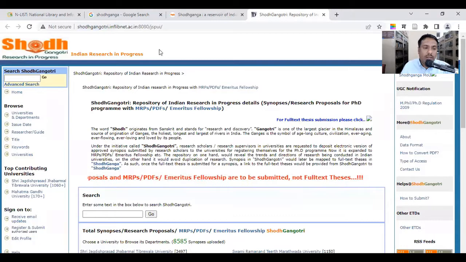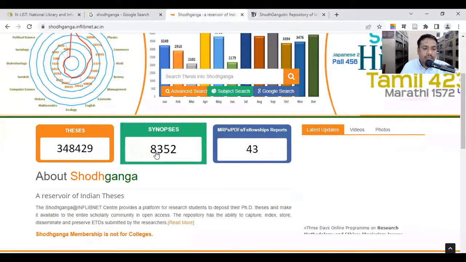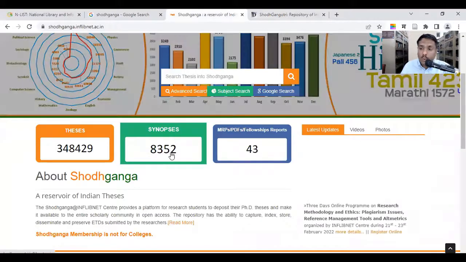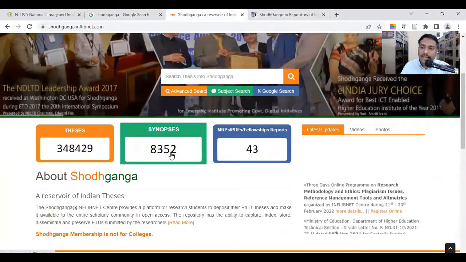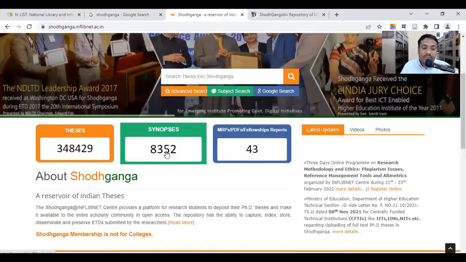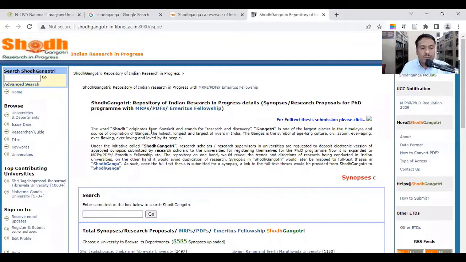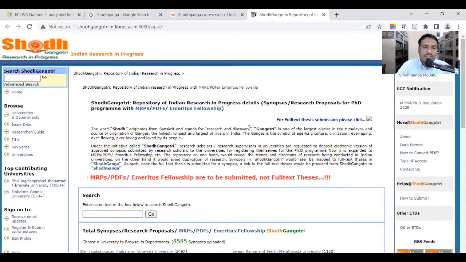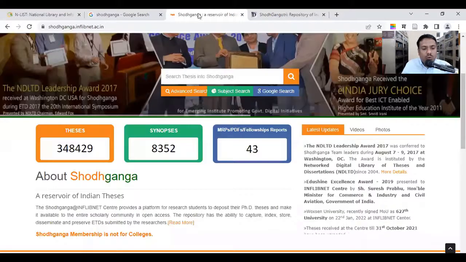So go to Shodhgangotri. You may see here 8,352 synopses. What is a synopsis? You may find out the meaning of a synopsis. Synopsis means the research structure, or you can say the map of a research, the structure of a research. It means how you are going to carry out your research. For example, I'm going to show you now.